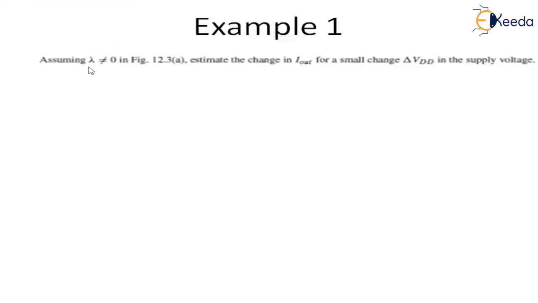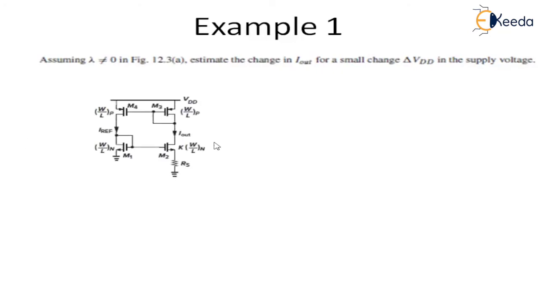In this example, we are assuming that lambda is not equal to 0. We are taking the channel modulation effect and estimating the change in I out for a small change del VDD in the supply voltage. So this is the figure we have already taken in the case of supply independent biasing.